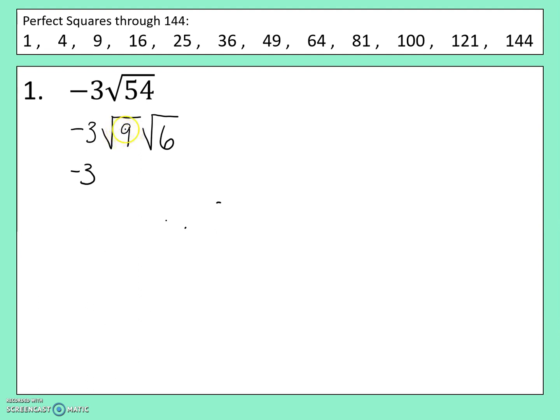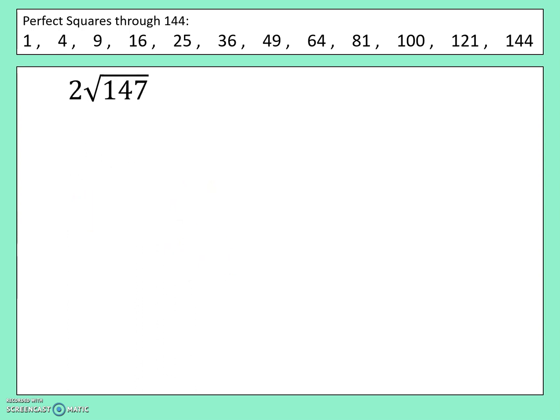Now 9 is a perfect square, so the square root of 9 is just 3 without the radical symbol. And we can't do anything with the root 6, so that has to stay there. -3 times 3 is -9. Can't do anything with the radical 6. And that becomes our final answer. Alright. So go ahead, try this next example, pause the video, and then check your work.